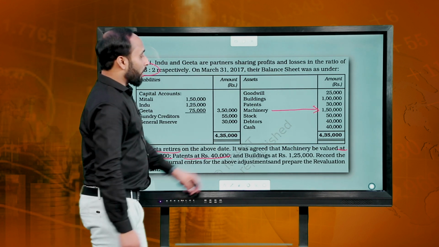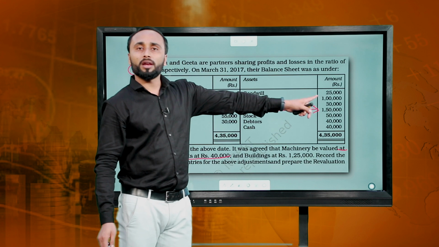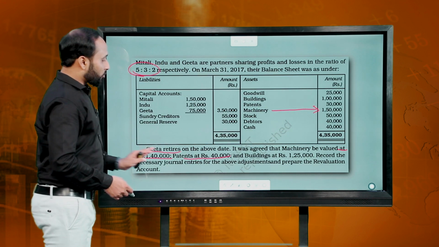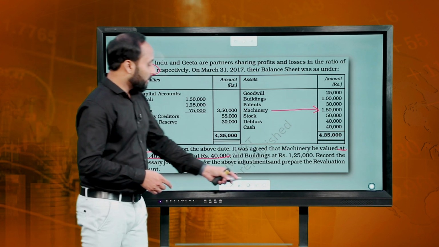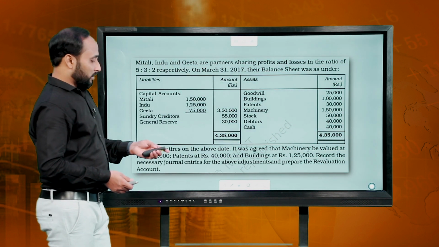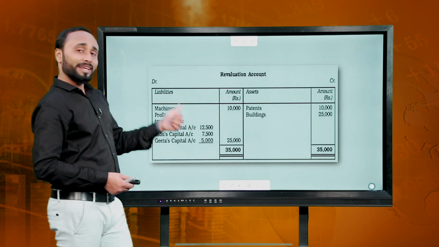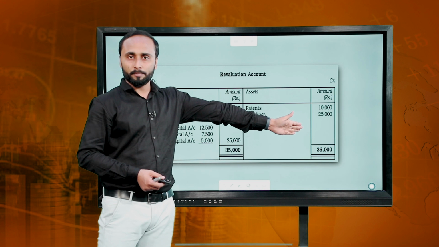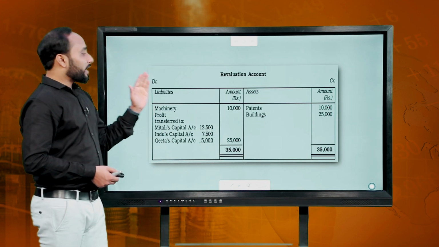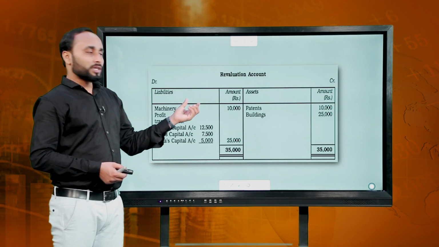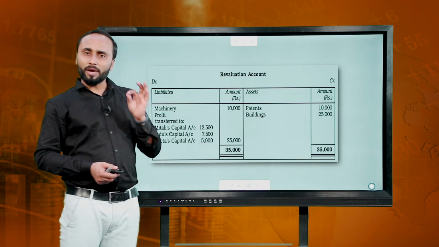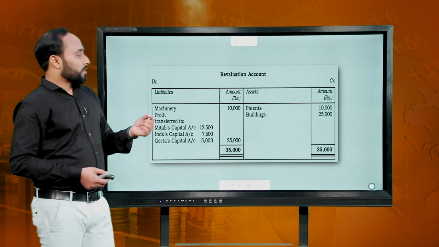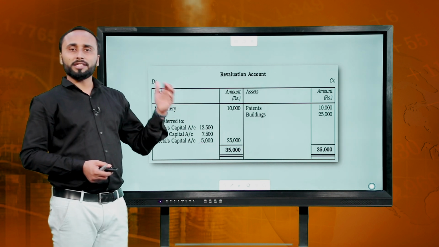Then buildings at 125. Buildings were at 1 lakh earlier. The value of buildings have also increased. So we have to record these and prepare the revaluation account. So now let us look at our revaluation account. Since patents and buildings had increased, we show them on the credit side. And since machinery had reduced, we show the change on the debit side. Remember, you only have to show the change, the amount by which the assets or the liabilities have changed.